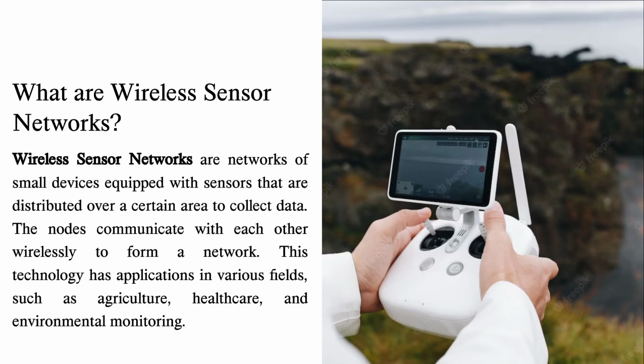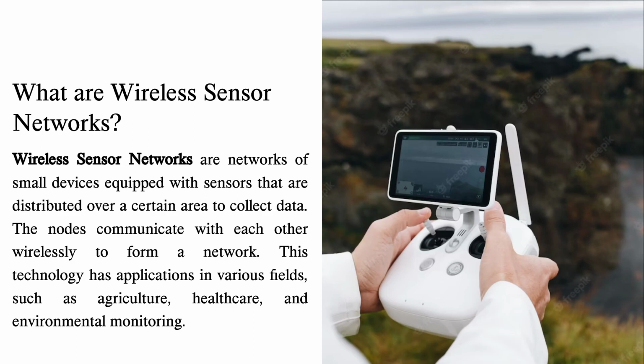Now see what wireless sensor networks are. Wireless sensor networks are networks of small devices equipped with sensors that are distributed over a certain area to collect data. The nodes communicate with each other wirelessly to form a network. This technology has applications in various fields such as agriculture, healthcare, and environmental monitoring.